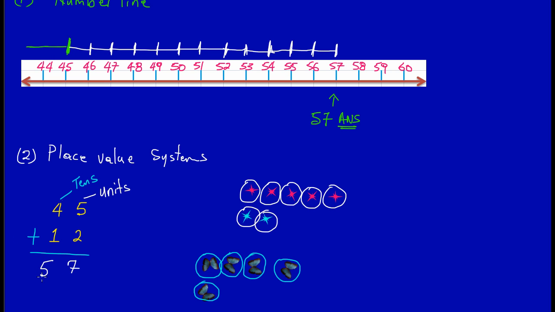Okay, so that's 5 tens, and if you notice my answer, I got the same answer of 57 as I did in the first case. So it's that easy, guys.